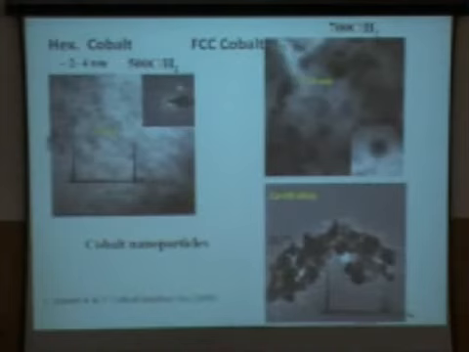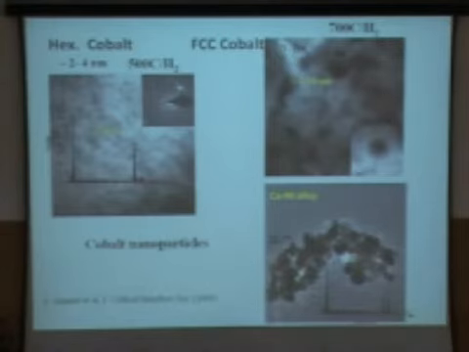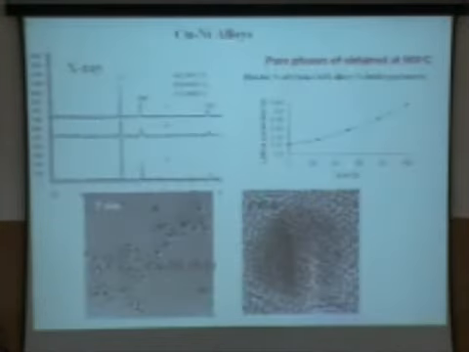This is to show that these are cobalt particles. The earlier one was copper particles. Cobalt normally stabilizes in the face-centered cubic structure, but using our methodology we can stabilize it in the metastable hexagonal phase at 500 degrees centigrade. So this methodology allows you to stabilize metastable phases, which are normally thermodynamically not stable at room temperature.